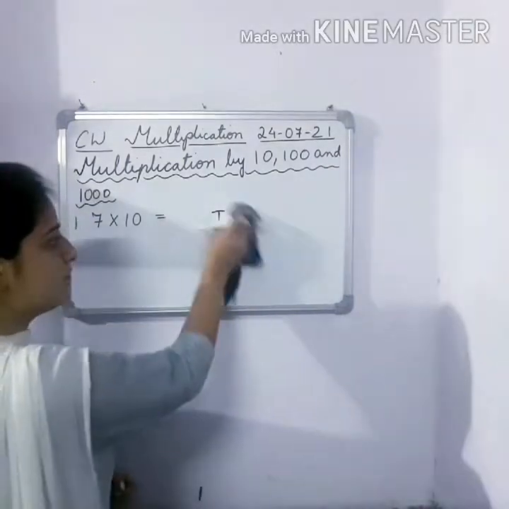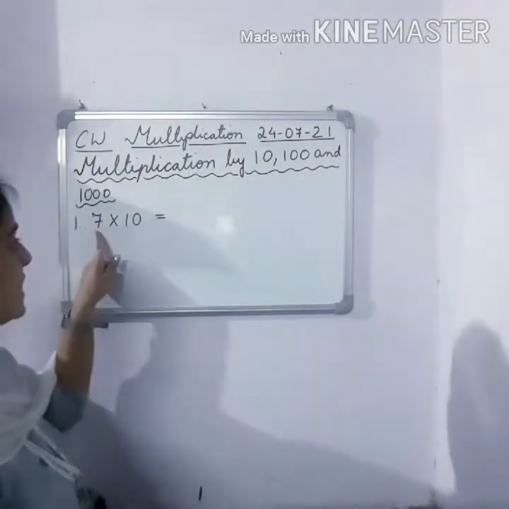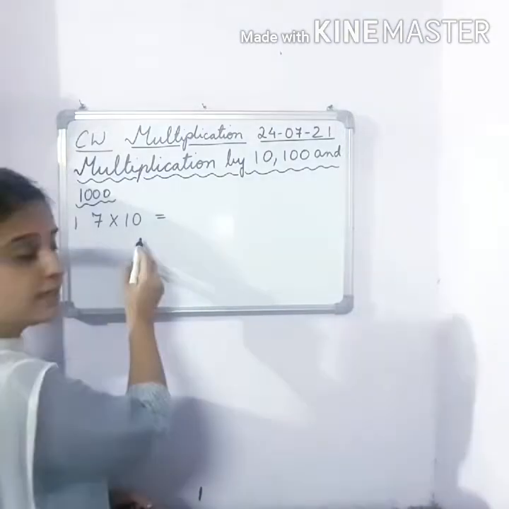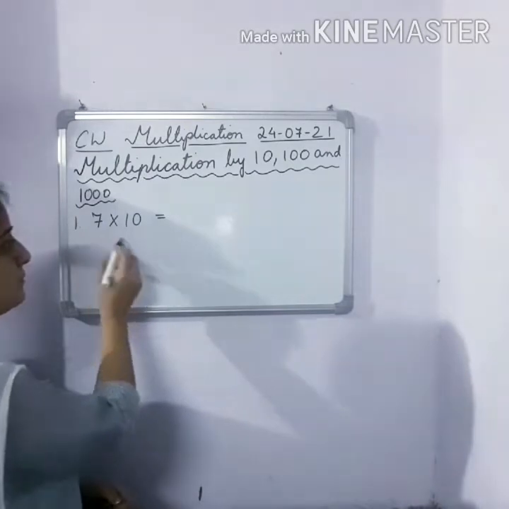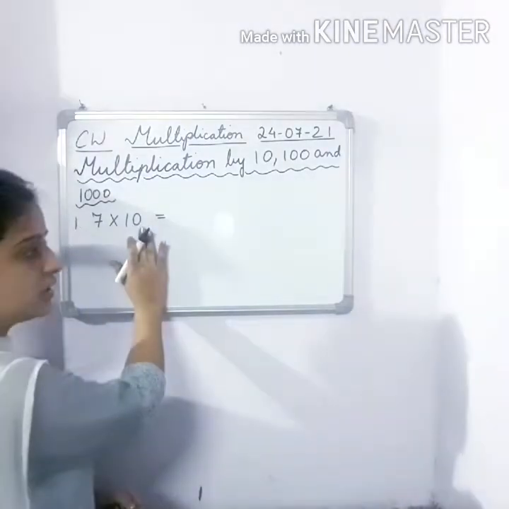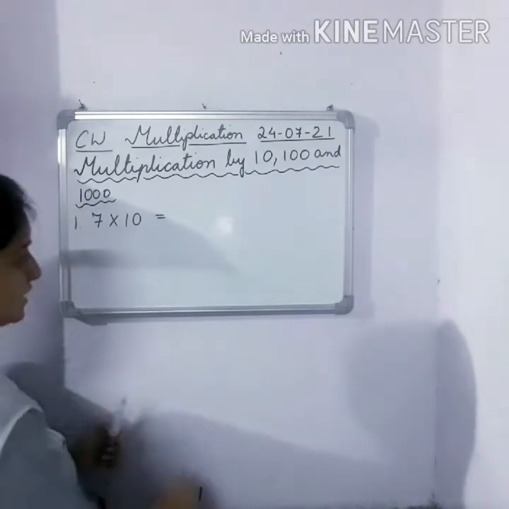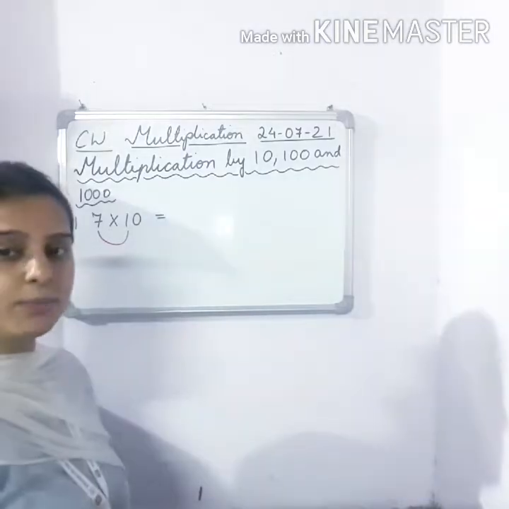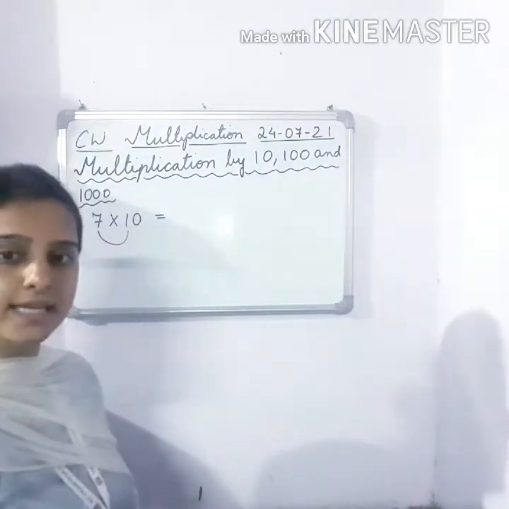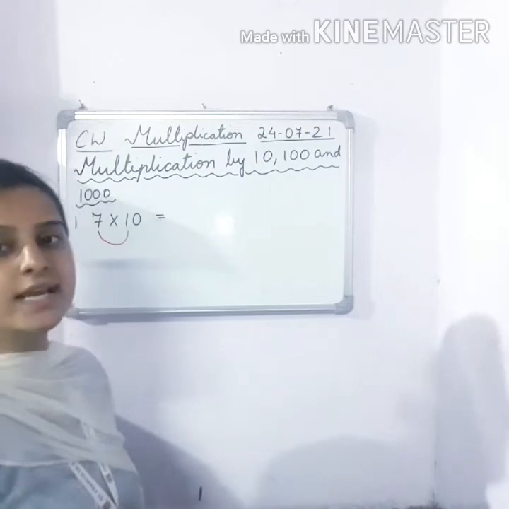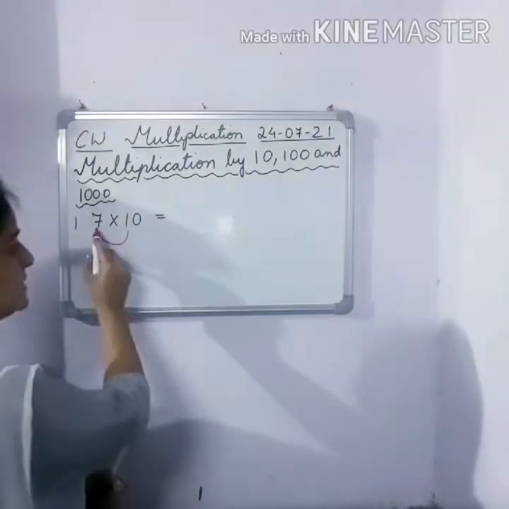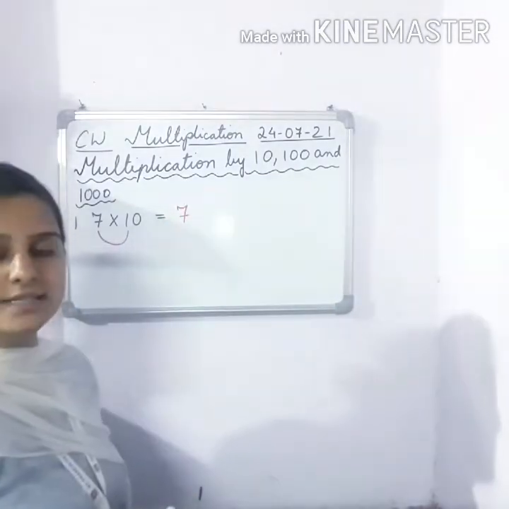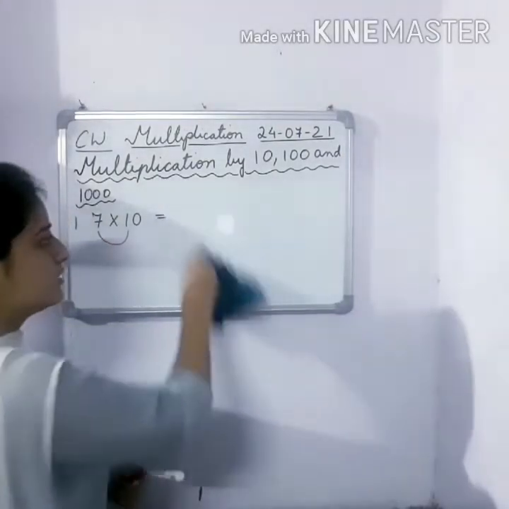The same way you can multiply 7 by 10. When we multiply 7 by 10, first we will multiply the numbers. Forget 0, children. What numbers do you see? 7 and 1. You know the property that when 1 is multiplied by any number, the product is the number itself. So 7 ones are 7. What remains here?